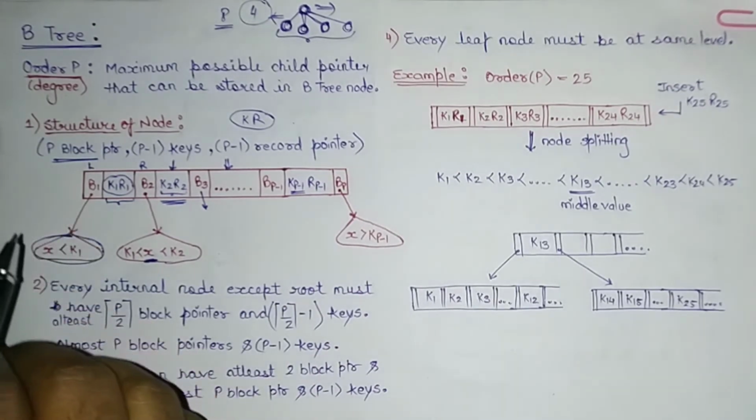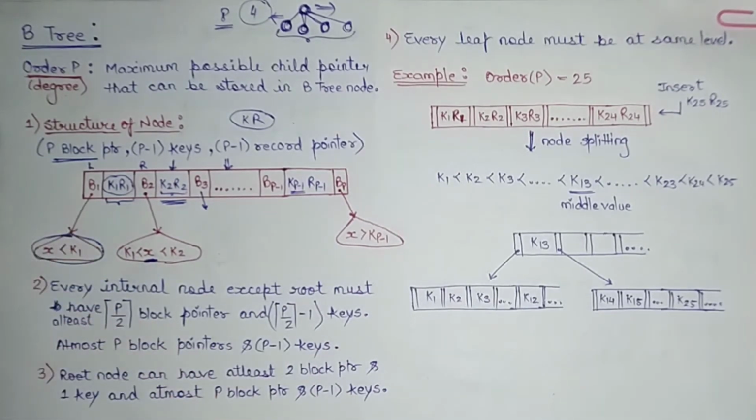First we will be having a block pointer in between the keys, and along with the key we will be having a record pointer which will be pointing to a particular database record, right?